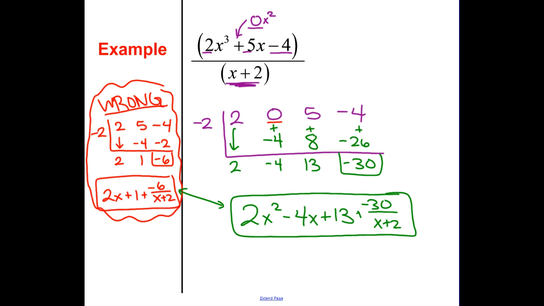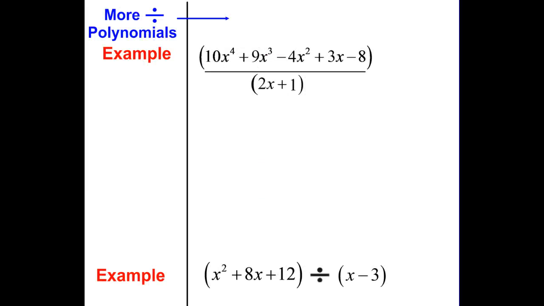Look at how different these two are. The key here is to make sure that you get this part right here with that 0. You need to count down. Really start out with your leading degree, which is 3. Count down from 3, 2, 1, 0, making sure you have a coefficient for each of those degrees. All right, now let's look at a tougher problem.